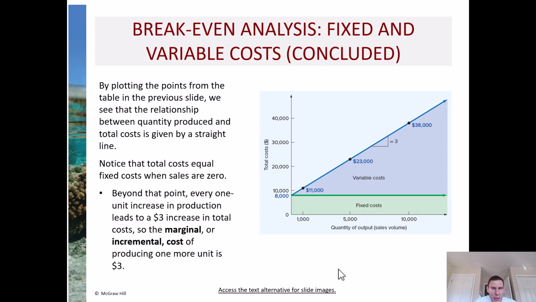Now, by plotting the points from the table in the previous slide, we see that the relationship between quantity produced and total costs is given by a straight line. Notice that the total costs equal fixed costs when sales are zero, because at that point, right here on the y-axis, think about the y-intercept, you have no sales, right? So the only costs you're paying at that point are your fixed costs, like the rent, the lease, etc. Now, beyond that point, every 1 unit increase in production leads to a $3 increase in total cost. So the marginal or incremental cost of producing 1 more unit is $3, which represents, of course, that variable cost. And if that 3 went to 4, then the gradient would, of course, become a little steeper, and vice versa.